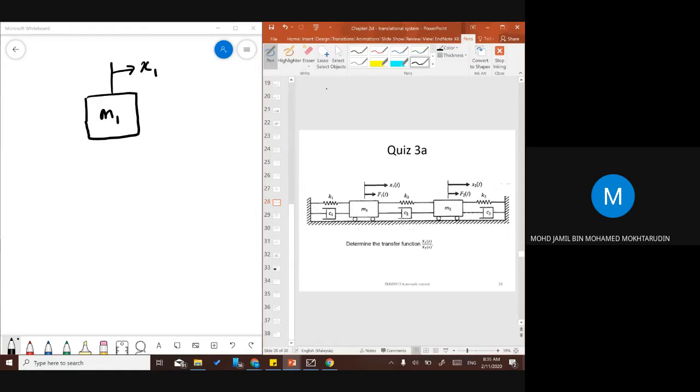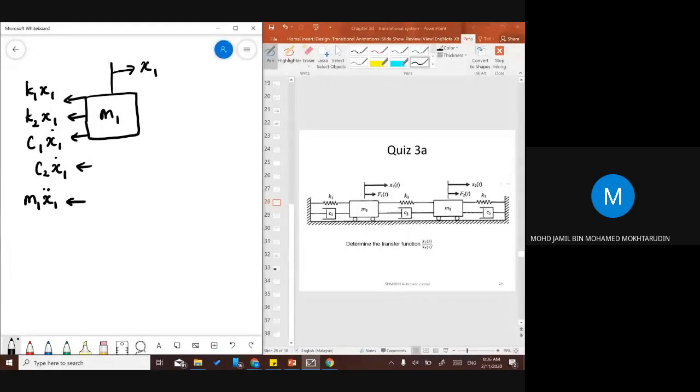So first, the components connected to M1 are spring K1, K2, damper C1, and damper C2. So K1 x1, K2 x1, C1 x1 dot, and C2 x1 dot. You have four forces acting backward because your box is assumed to move forward. So these forces are assumed to resist the motion of the box from moving forward. That's why all of them are acting backward. One more force is the inertia, M1 X1 double dot.